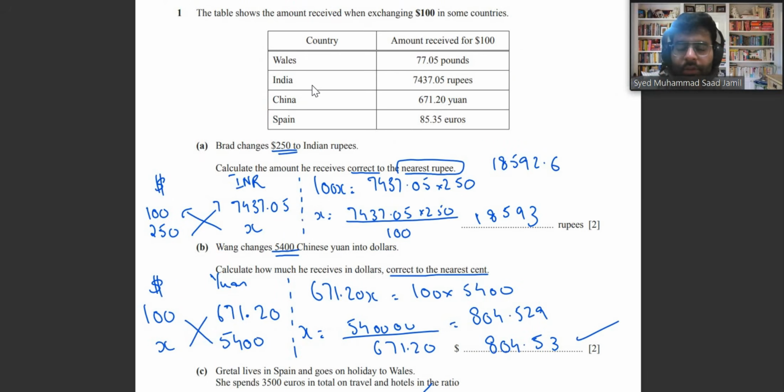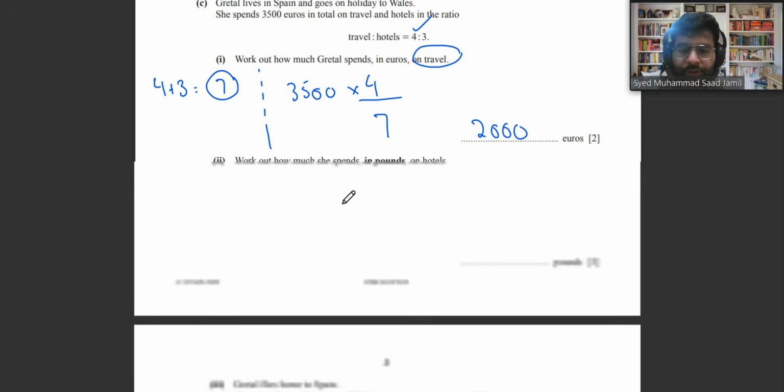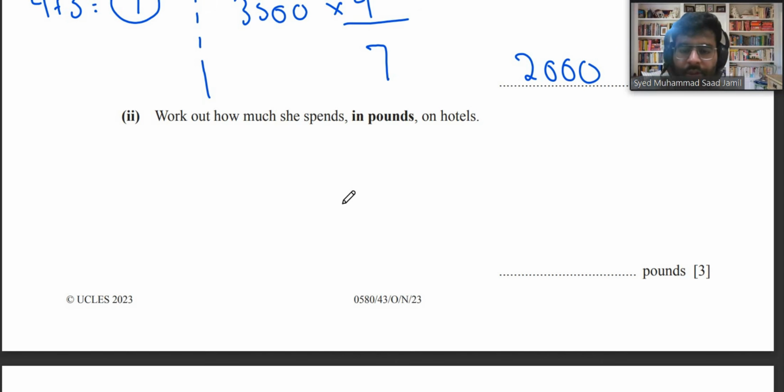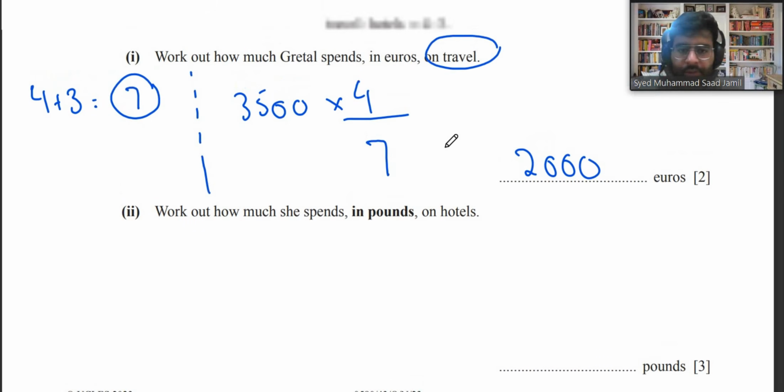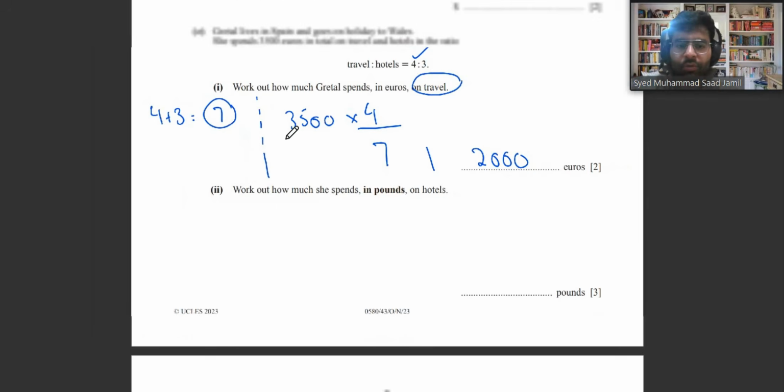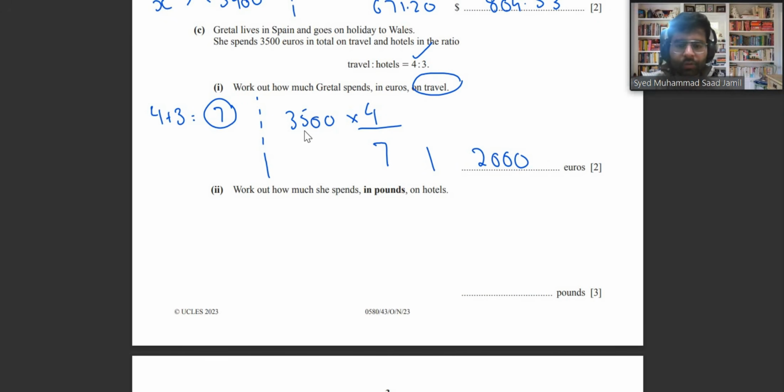Alright. Now moving on to the next question. It says work out how much she spends in pounds on hotels. So look, first of all, we know that she spent 3500, okay, out of which she spent 2000 on travel. So 3500 minus 2000, that's 1500. So Gretel spent 1500 on hotels, 1500 pounds.